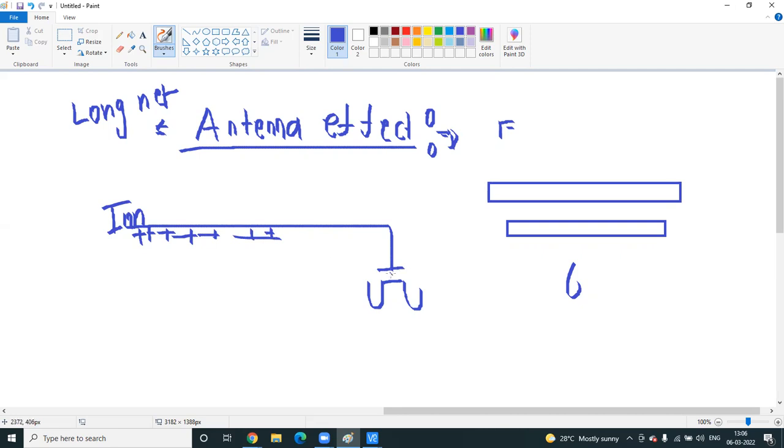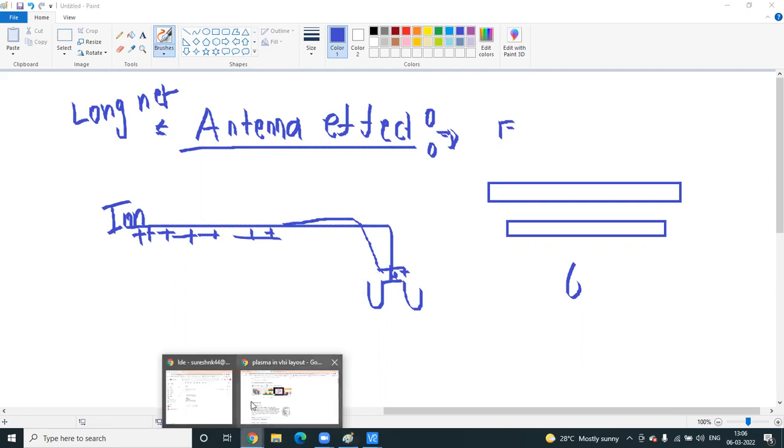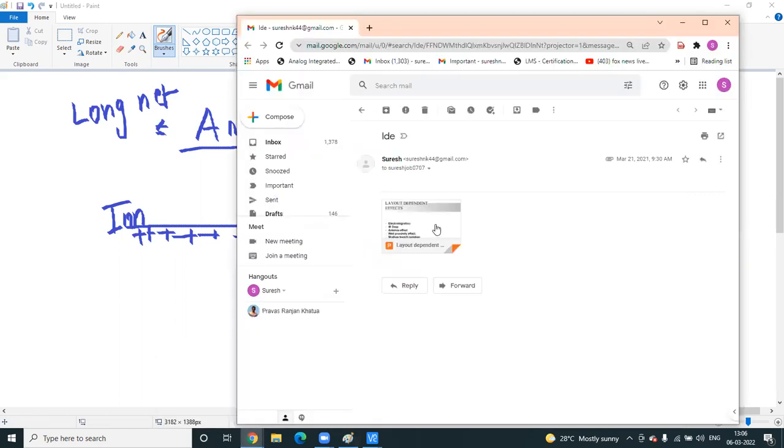So the charge will try to enter your gate oxide. The gate will be shorted and the device will be damaged, because there is no other path, so it will enter here. It will damage your gate oxide. This is the definition of antenna effect.